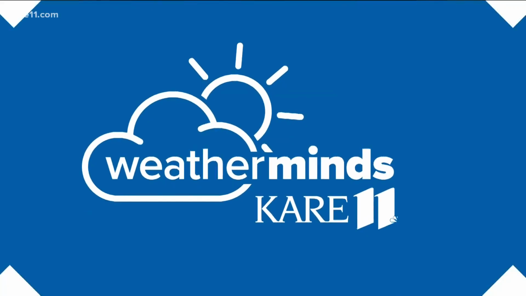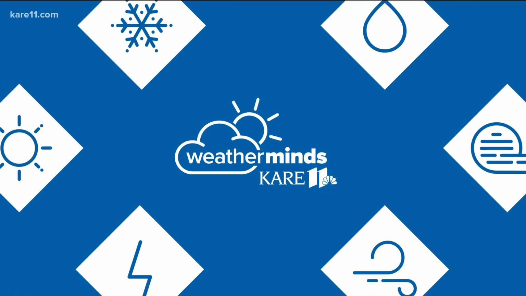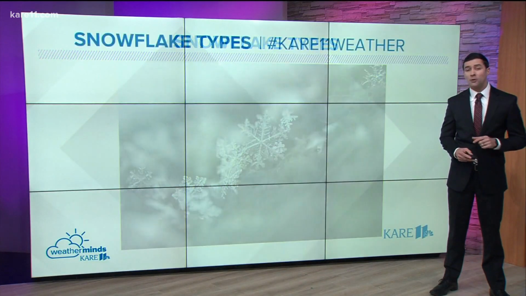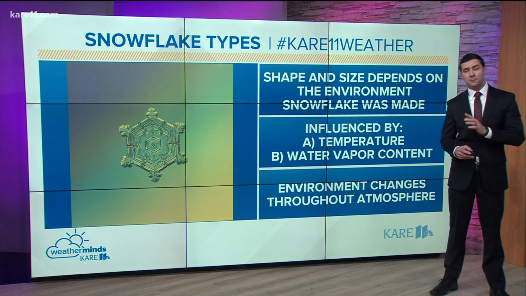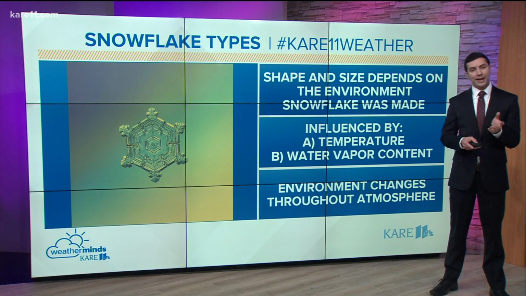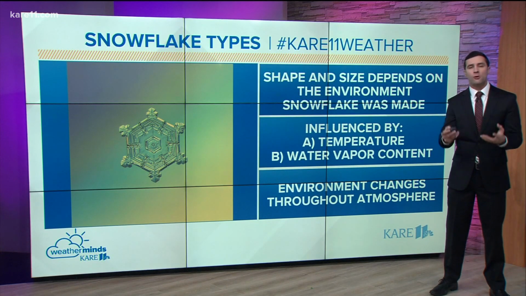Have you ever looked really closely at snowflakes landing on your sleeve when it's snowing outside? It's really cool to see all the little intricacies involved. The shape and size of snowflakes depend on the environment in which they are made, and this is influenced by temperature and water vapor content, and this environment changes as the snowflake grows and falls to the ground.